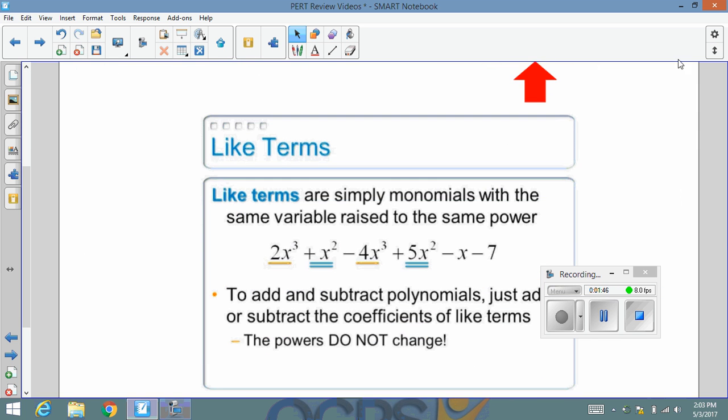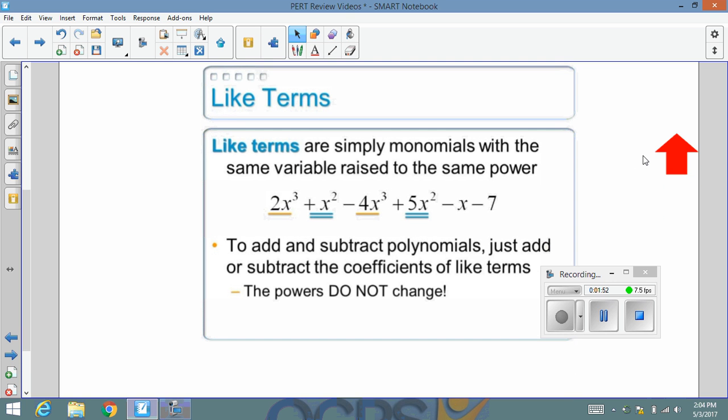Now, like terms, recall, are just monomials with the same variable raised to the same power. So as I look here, the 2x cubed and the negative 4x cubed, those are like terms because they both have an x to the third. X squared and 5x squared are like terms. The negative x doesn't have anything like it, and the negative 7 doesn't have anything like it. That one's a constant. If I were to go ahead and combine these, all I do is add or subtract the coefficients, do what it tells me to do, and I keep the variable and the exponent the same.